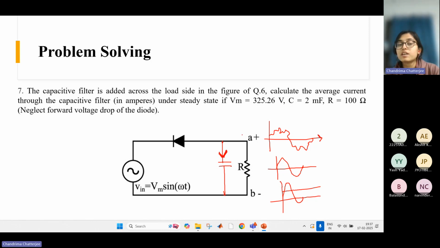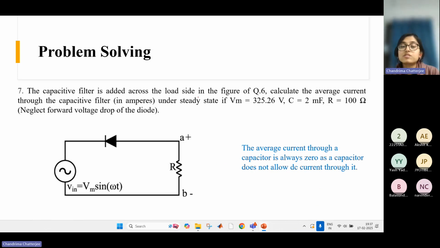The average value of current through the capacitive filter is 0. Understood?